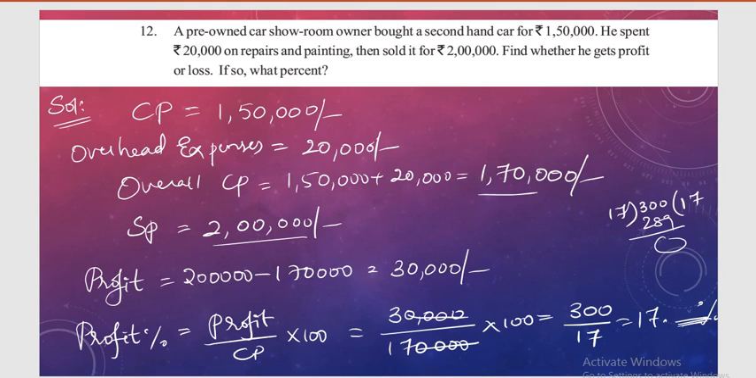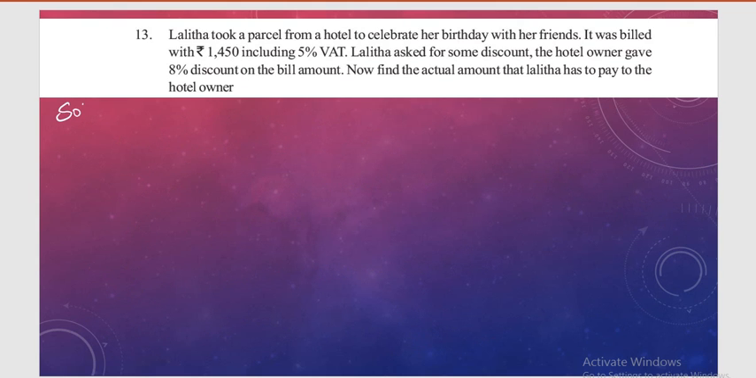Okay, next moving on to question number 13. Lalita took a parcel from a hotel to celebrate her birthday with her friends. It was billed with rupees 1450 including 5% VAT. Lalita asked for some discount. The hotel owner gave 8% discount on the bill amount. Now find the actual amount that Lalita has to pay to the hotel owner. Here 1450 rupees was billed including 5% VAT. That means 5% VAT is already included in that, right?